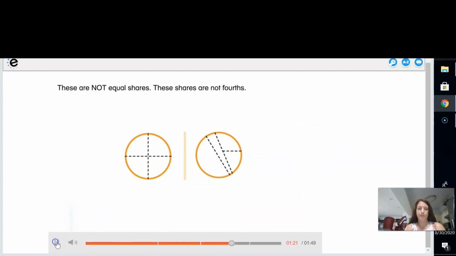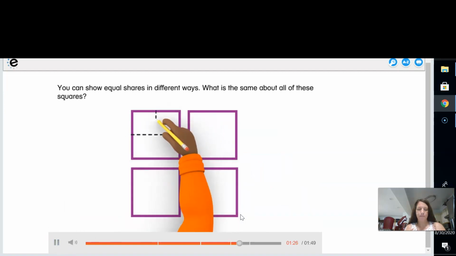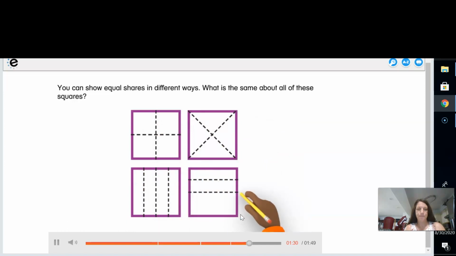All right, your turn. You can show equal shares in different ways. What is the same about all of these squares?